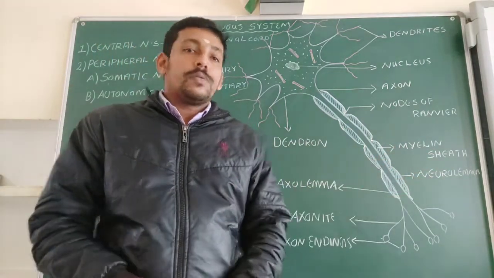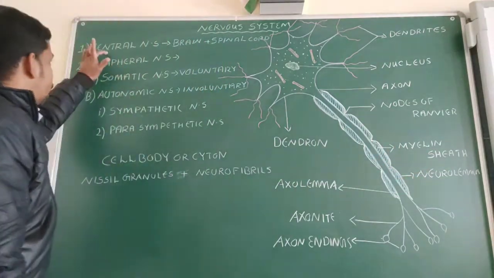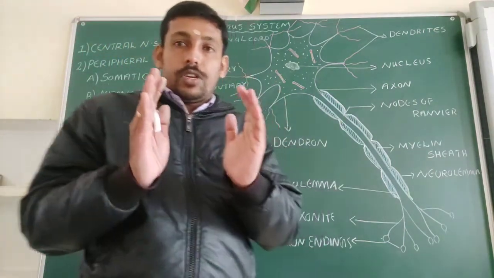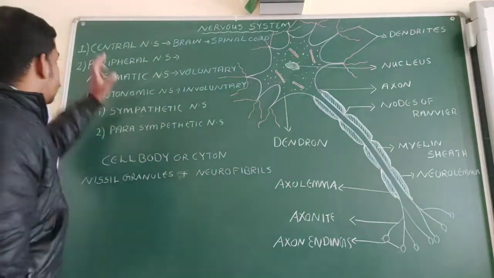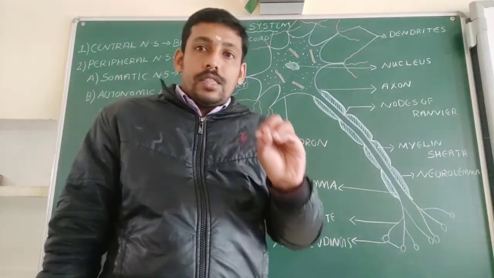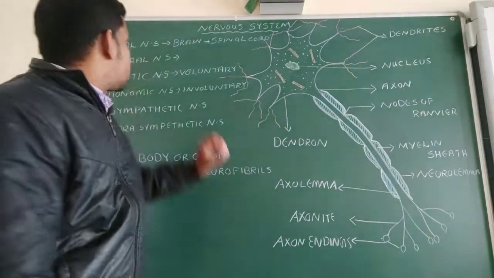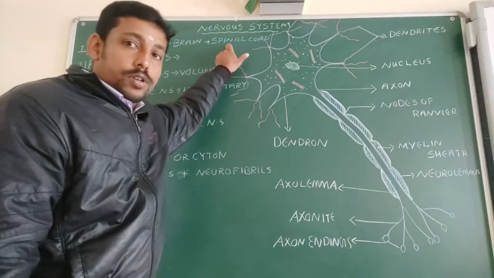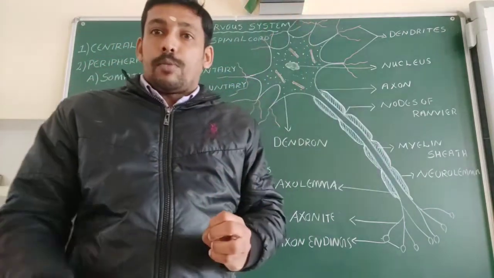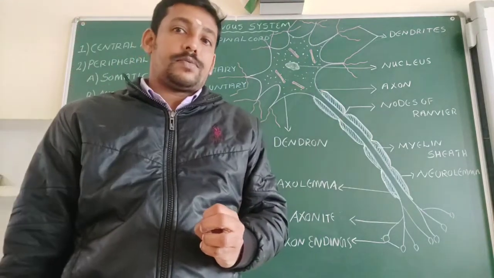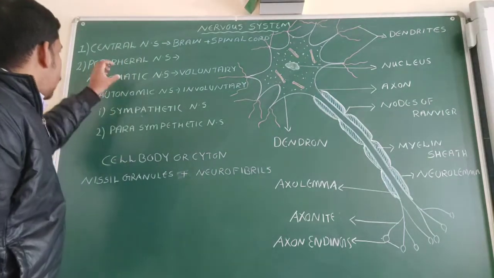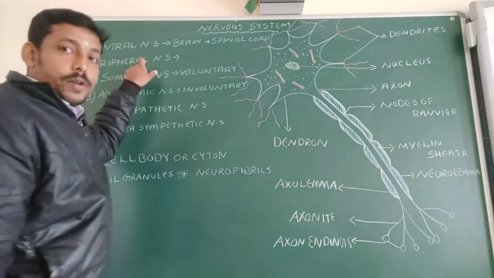The nervous system is divided into central and peripheral nervous system. So the entire nervous system is going to be divided into two main parts. The central nervous system is the most important part, and it includes the brain and the spinal cord. All the information will be processed in the brain. And another part is the peripheral nervous system.